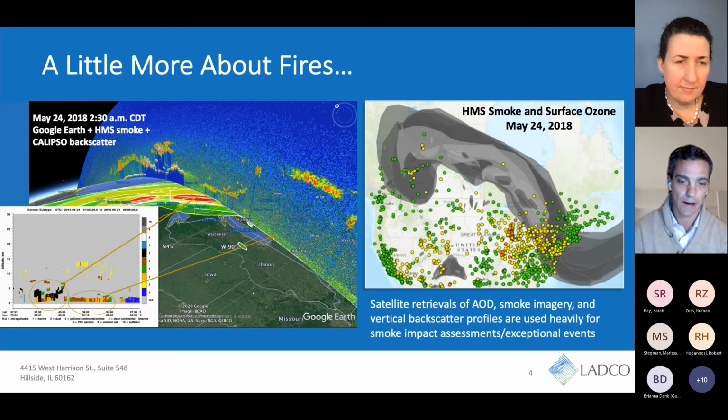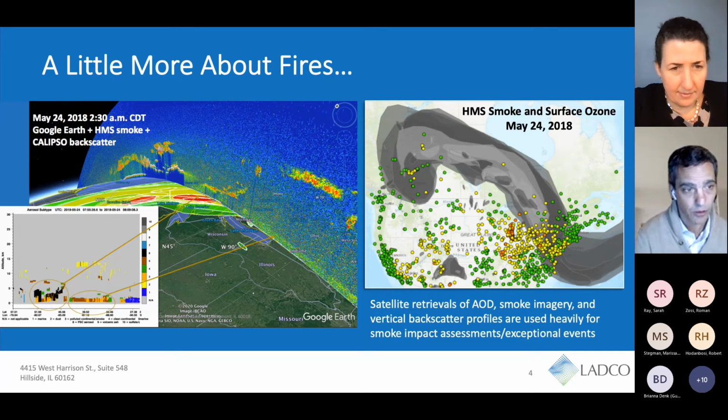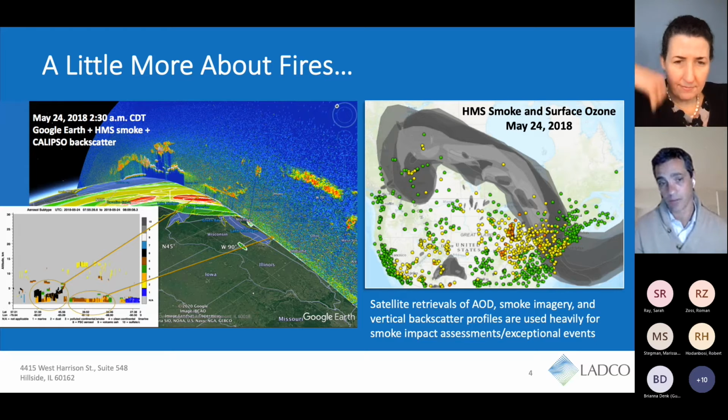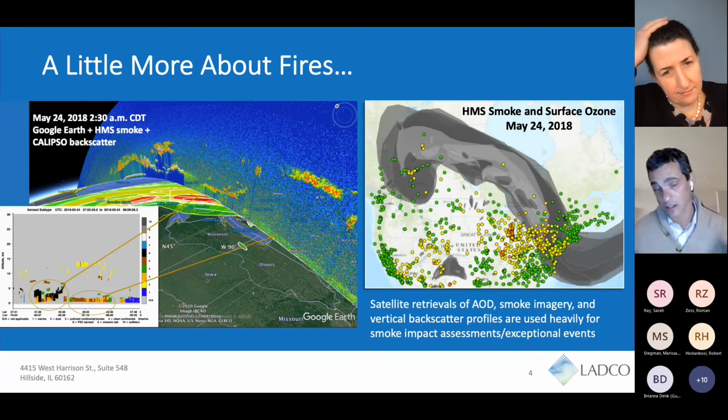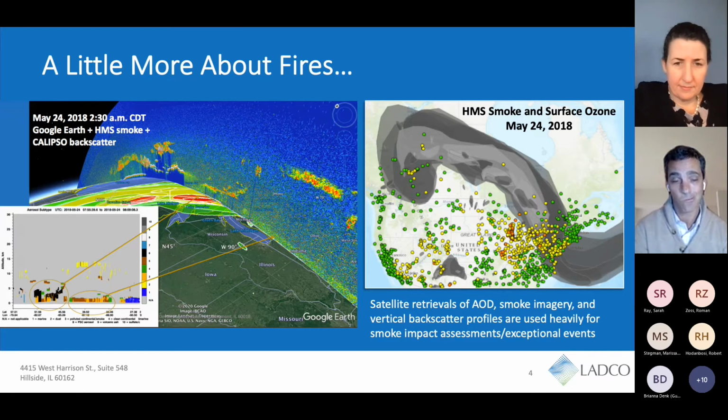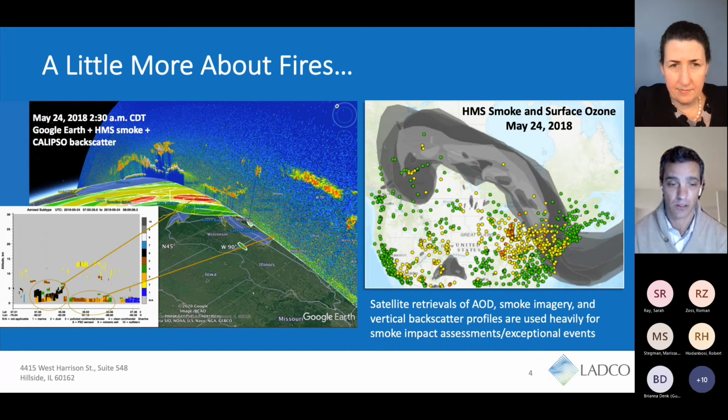I mentioned using aerosol data from a satellite data product called Calypso, looking at aerosol backscatters. These are just some plots showing a transect of the vertical profile of aerosols, where we were looking at smoke plumes coming into the region and whether those smoke plumes were reaching the surface. Calypso is one of the few, but important, products that we have for looking at vertical profiles of aerosols in the atmosphere.